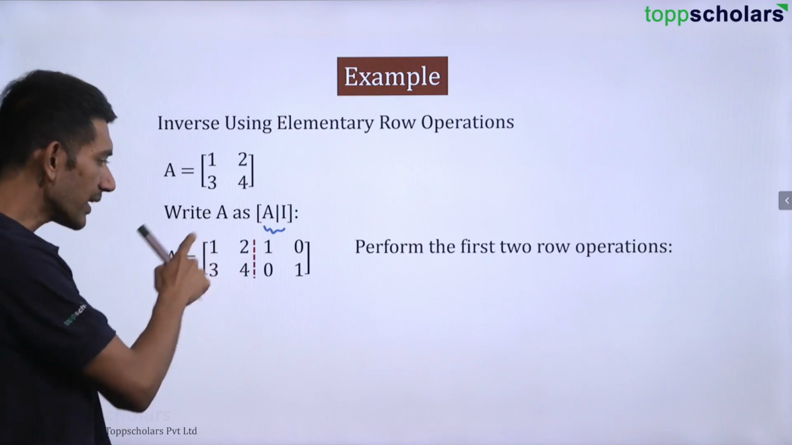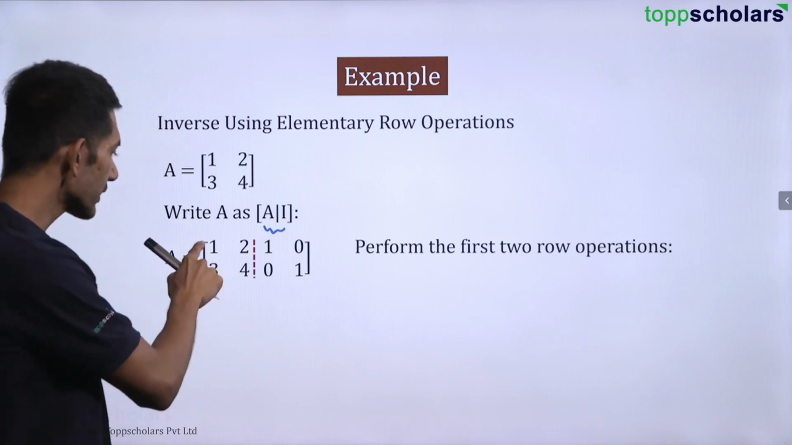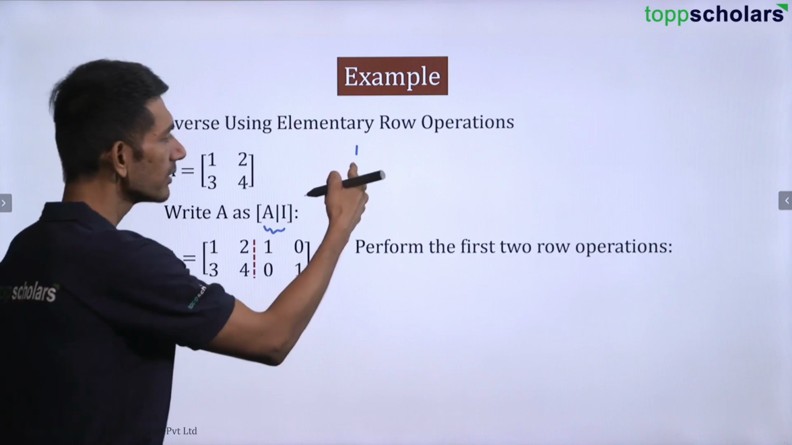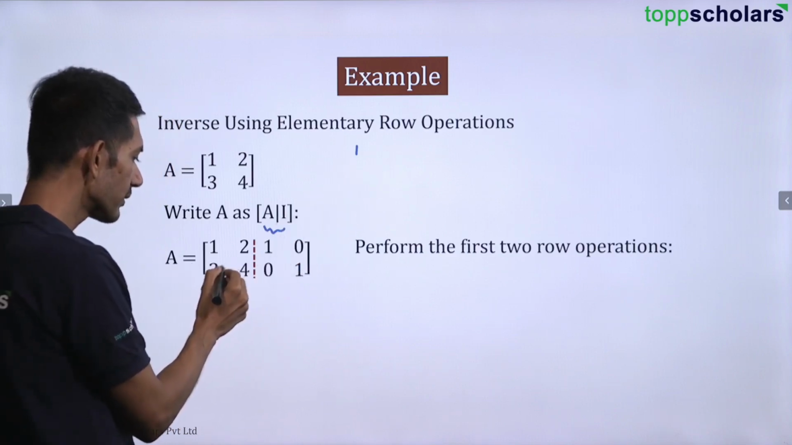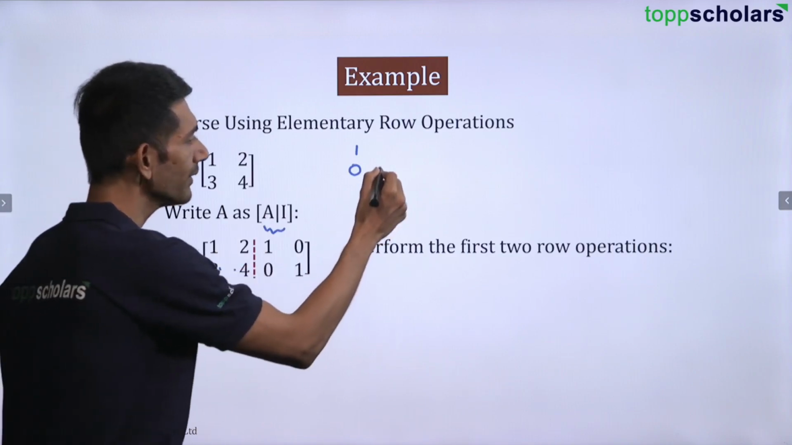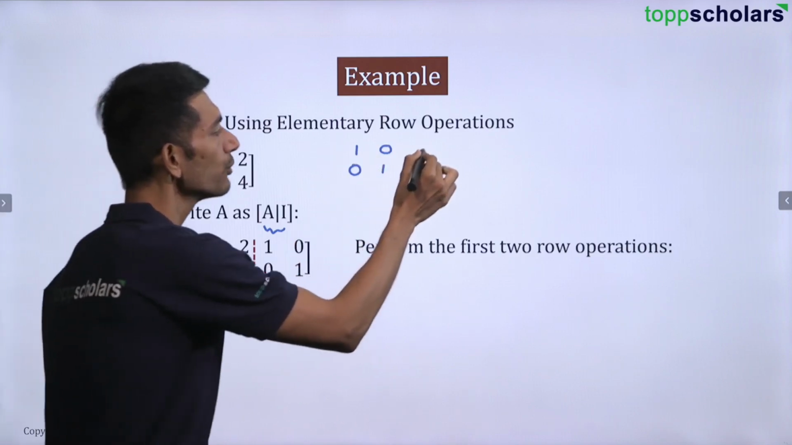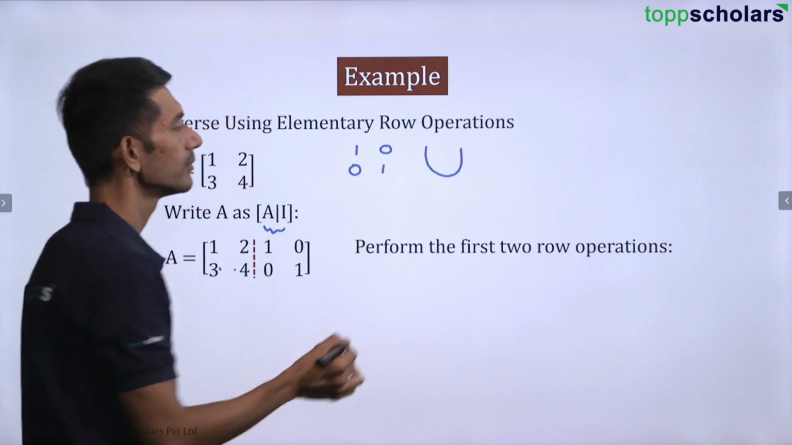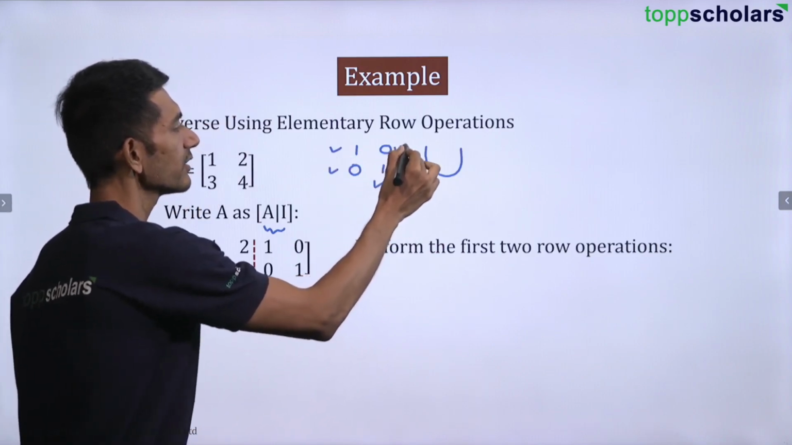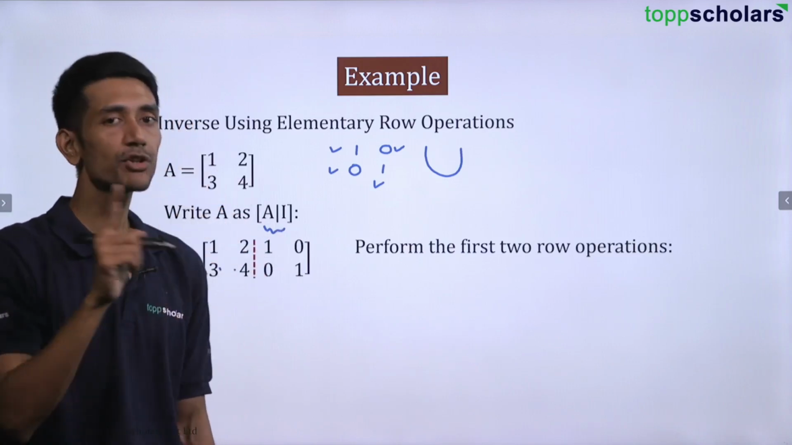Now we'll try to convert A into I. But to convert, there is a pattern. Firstly, make the first element 1. Then try to make the second element over here 0. Then you make this element 1. And then finally, you make this element 0. So you move like this. This is first, this is second, this is third, this is fourth. Don't hamper the order. Please make sure that you keep this order only.